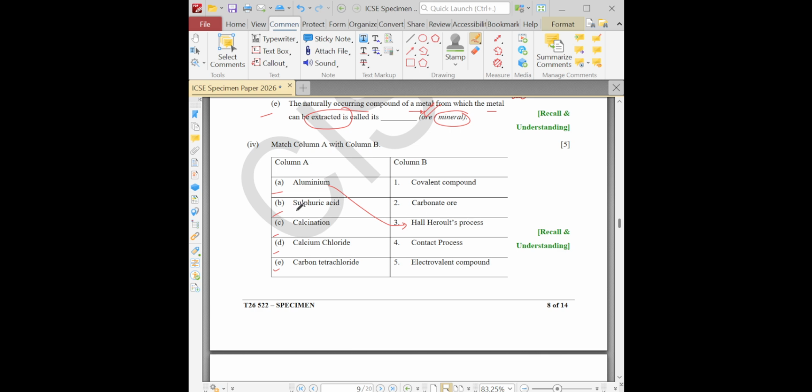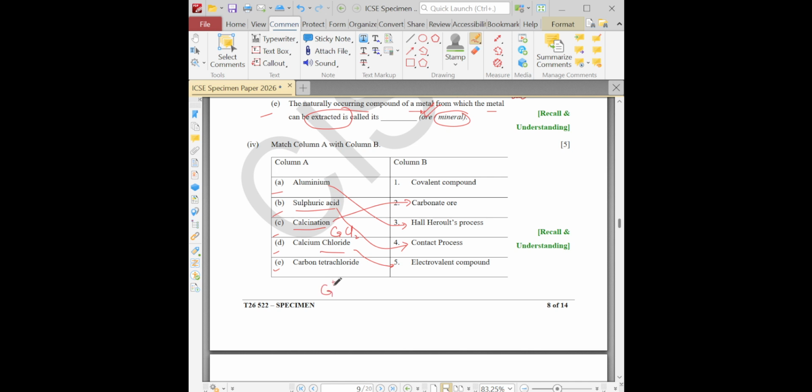Then when we talk about sulfuric acid, this is the contact process, because you manufacture sulfuric acid by the contact process. Then calcination is actually heating the ore in the absence of oxygen, or a limited amount of oxygen, and this is generally conducted for carbonate ores. Then we talk about calcium chloride. Calcium chloride is CaCl2, which is formed by electrovalent bonding, by transfer of electrons.